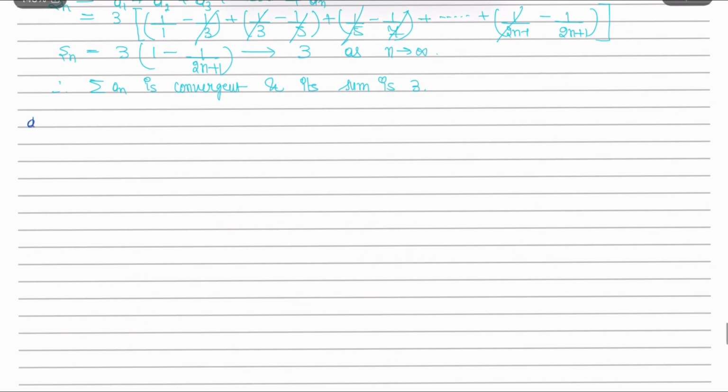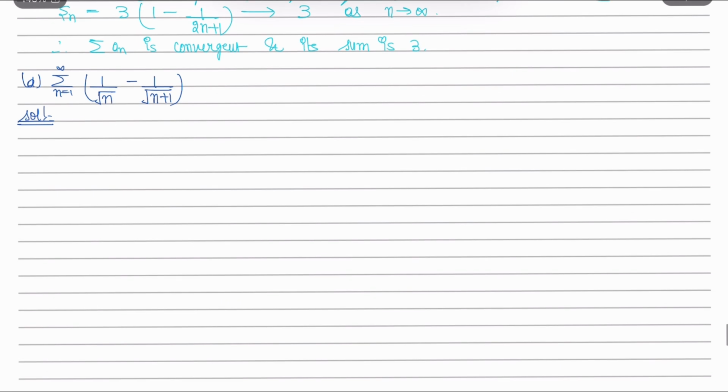Next part, summation n running from 1 to infinity of 1 upon under root of n minus 1 upon under root of n plus 1. To check if the series is convergent or divergent, we take Sn, a1 plus a2 plus on to an.